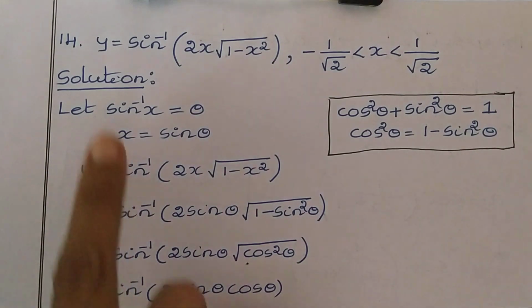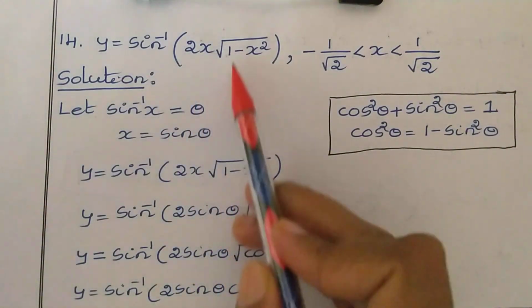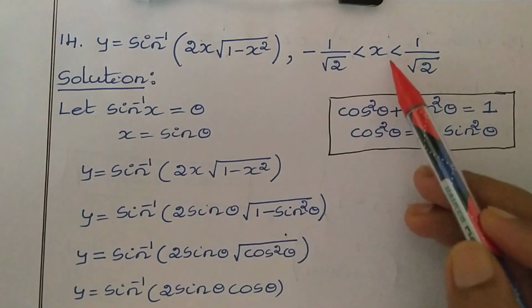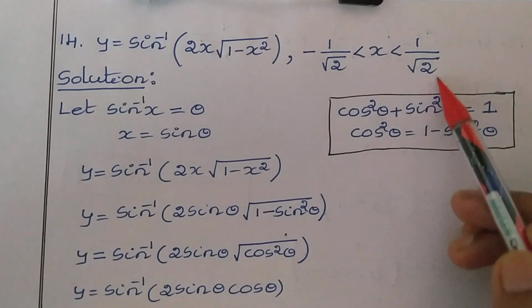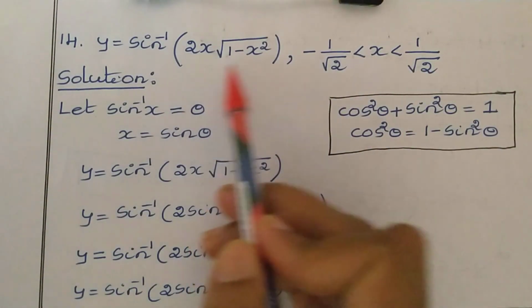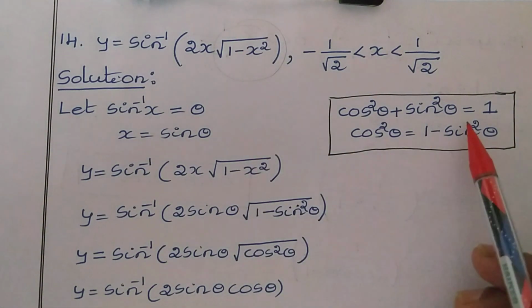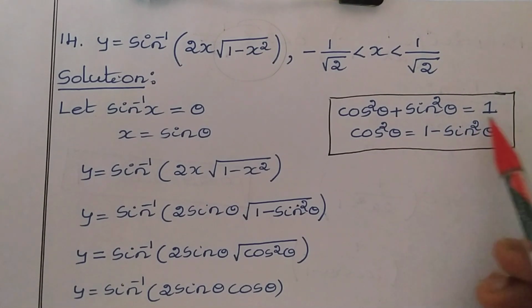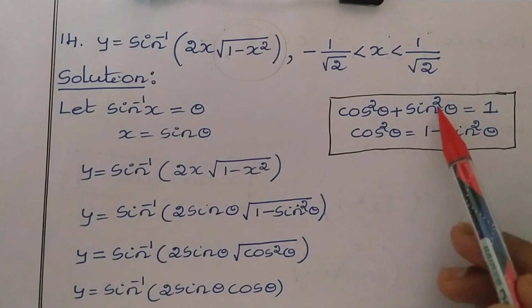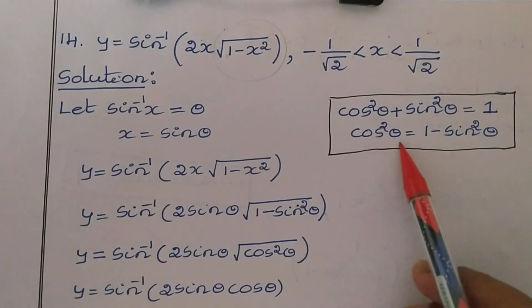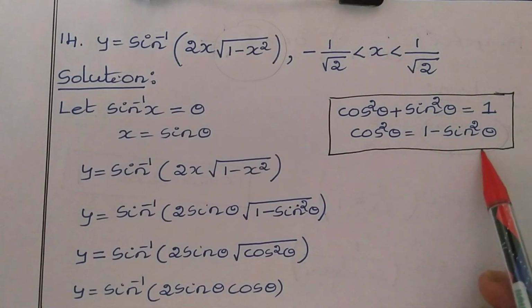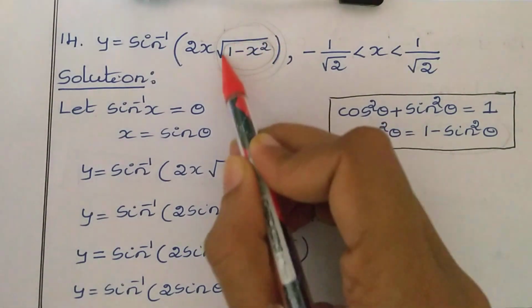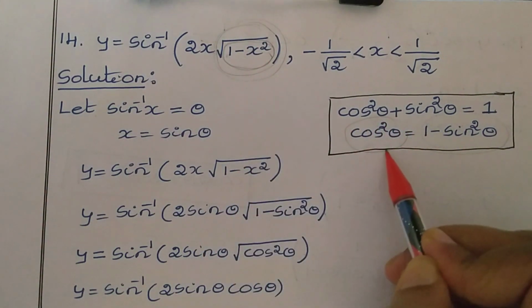14th question, y is equal to sine inverse of 2x square root of 1 minus x square, minus 1 divided by square root of 2 less than x less than 1 divided by square root of 2. See, in this case, you can apply this trigonometric identity. Cos square theta plus sin square theta is equal to 1. If I take this sin square theta to right hand side, we have cos square theta is equal to 1 minus sin square theta. So here we have square root of 1 minus x square. So this entire thing I am replacing with cos square theta.